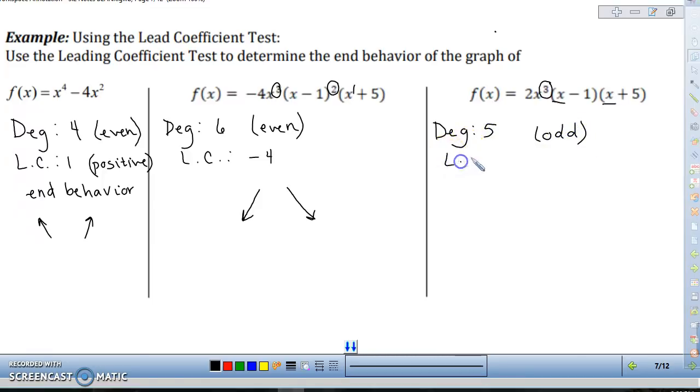The lead coefficient in this case is 2, but again, more importantly, we're looking at the fact that it is positive. So anytime I have an odd degree polynomial, I always like to think of my x cubed function, picture what that looks like in your mind, and that's going to help you get that end behavior. We are going to fall to the left and rise to the right.